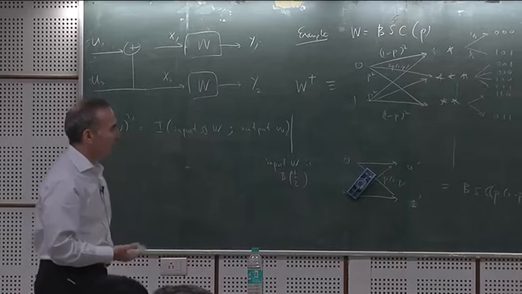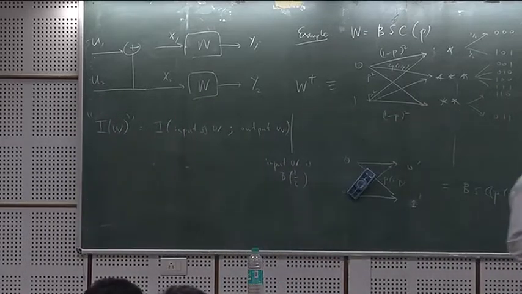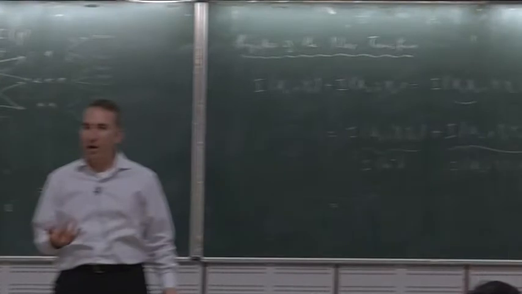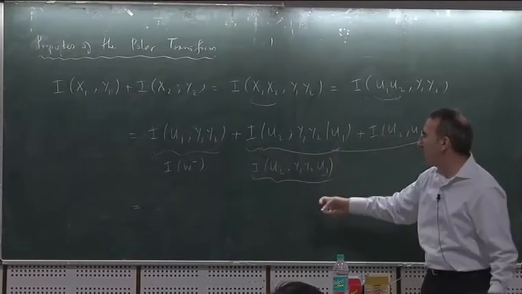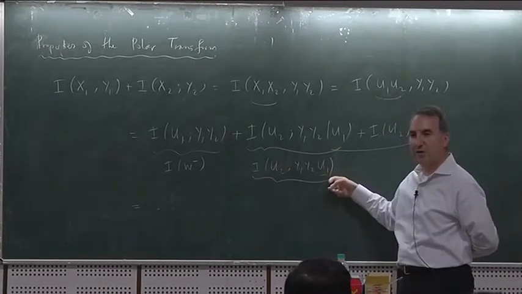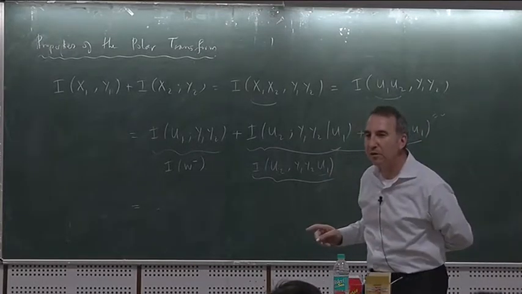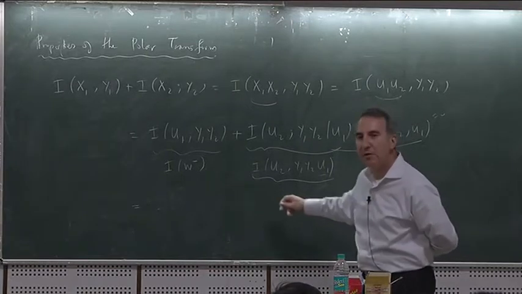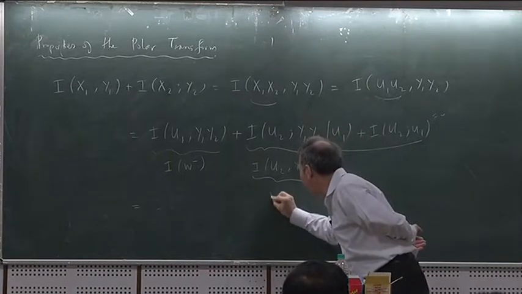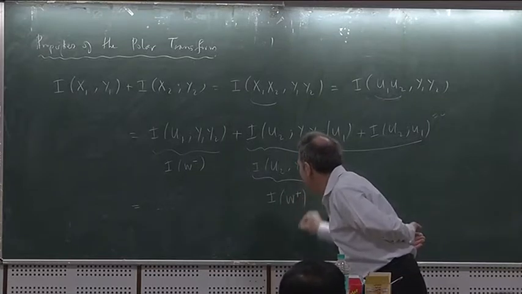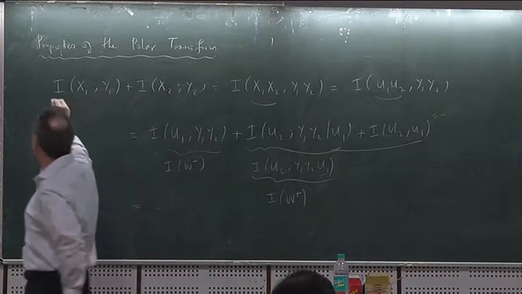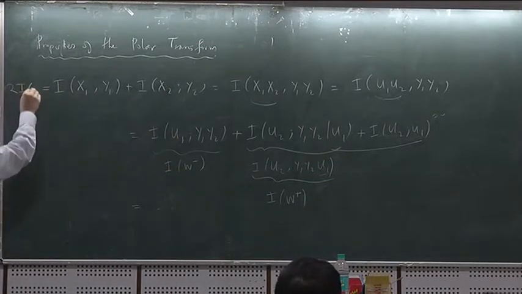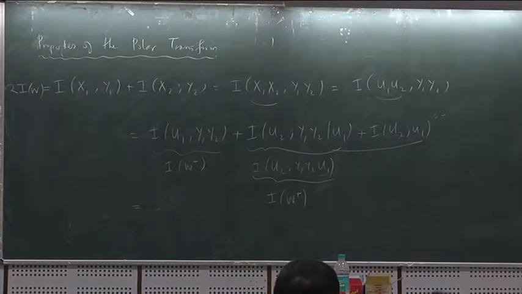So by this I mean the following. Consequently, this is I of the W minus synthetic channel. And this is the input to W plus. This is the output of W plus. Second one is I of W plus. And this one is 2IW, because x1, y1 is the input of output channel W, so is the second term.